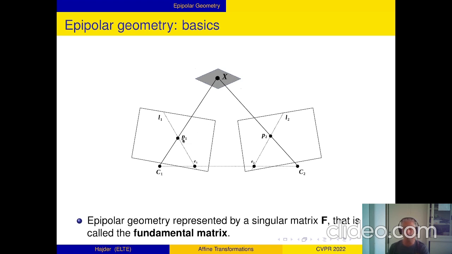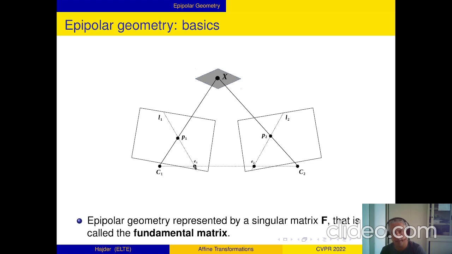But in the images, only the projections P1 and P2 in the first and second images are known. These are determined by feature matching. After feature matching, corresponding point locations are given. They are the P1 and P2 coordinates. These two vectors are two-dimensional, so they are image locations. And the focal points of the cameras are denoted by C1 and C2.